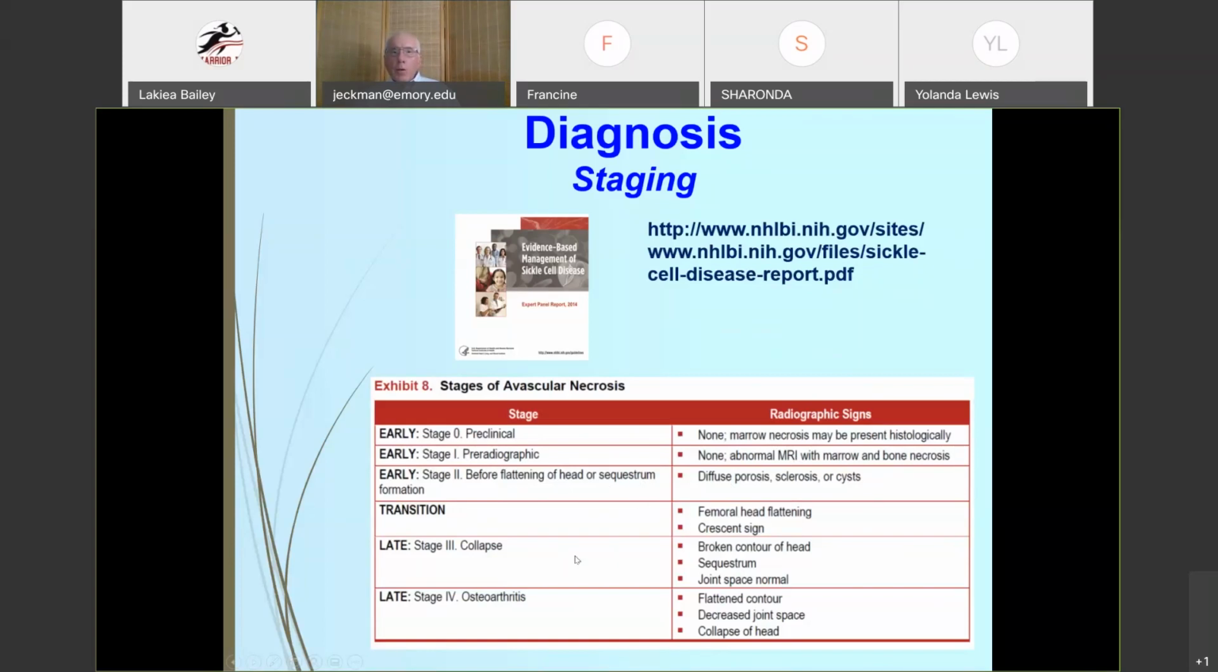And then finally, once collapse occurs, it's called stage 3. And once the joint itself is involved, it's called stage 4. And stage 3 and 4 are more severe forms and are the ones that most often would require surgery.